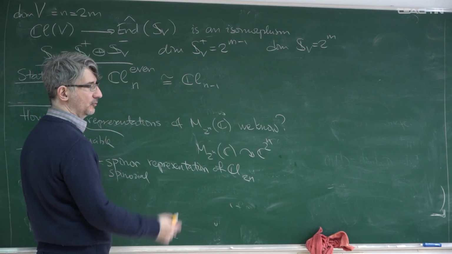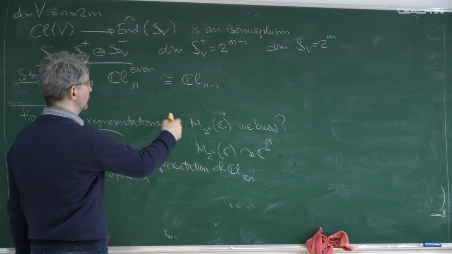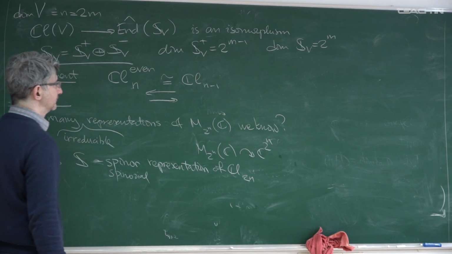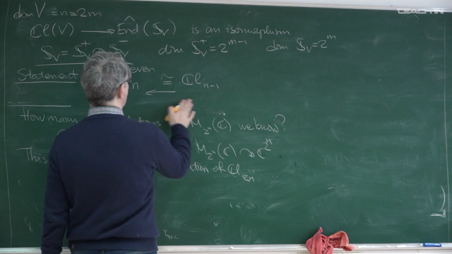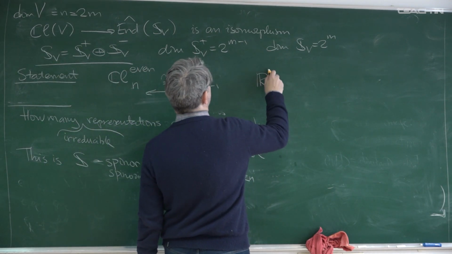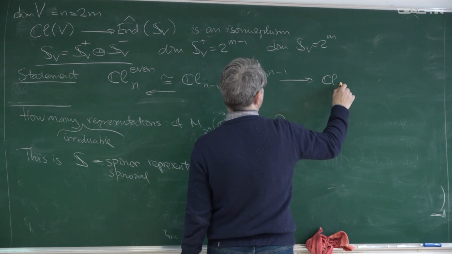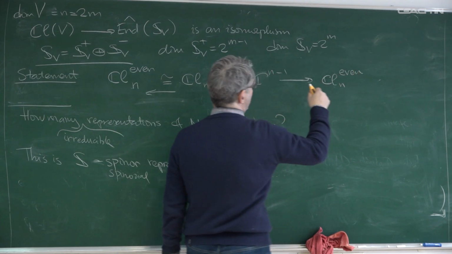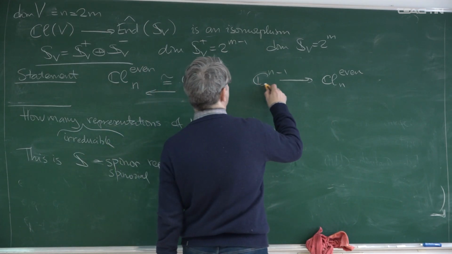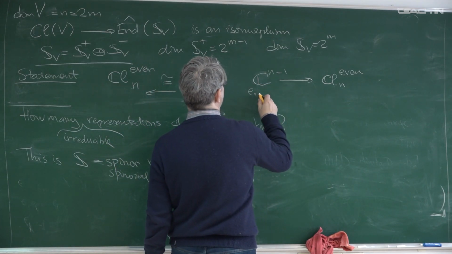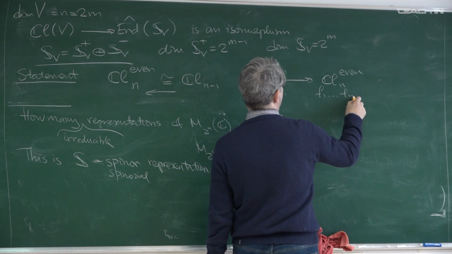Okay, we need to consider a mapping from this one to that one or in another direction. What do you choose? This one or that one? From right to left. From right to left is much easier to do. So we want to send R^(n-1) or C^(n-1) to the Clifford algebra, but into the even part. And then we need to explain why the generators are represented. So take the basis e1, ..., e(n-1) here and f1, ..., fn here.